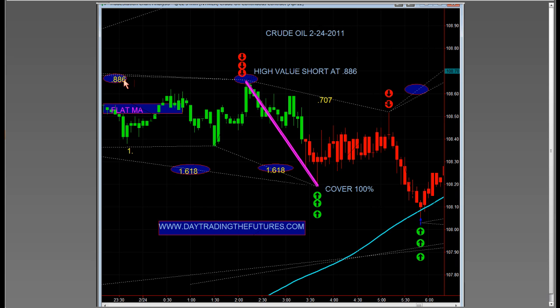This will post automatically in my room. If you have an 886 and 1.618 retracement, and it's on a major market profile, you have a major top or major bottom. I called the exact high in the market, and I got out at the exact low to the tick at a 1.618 retracement. So these automatically come up.